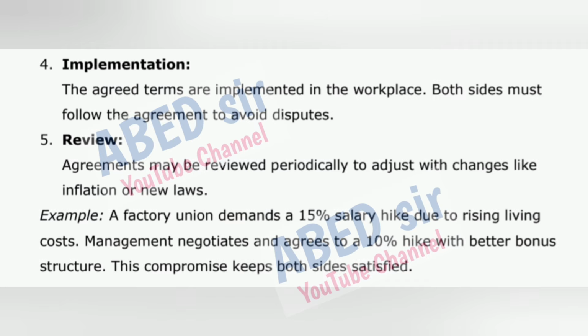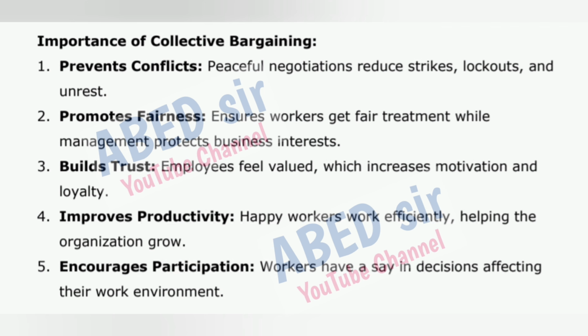Example: a factory union demands a 15% salary hike due to rising living costs. Management negotiates and agrees to a 10% hike with better bonus structure. This compromise keeps both sides satisfied. Importance of collective bargaining.